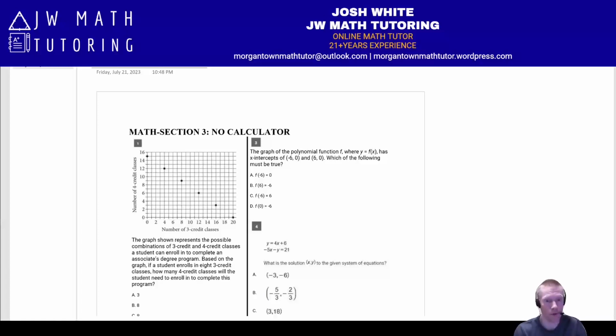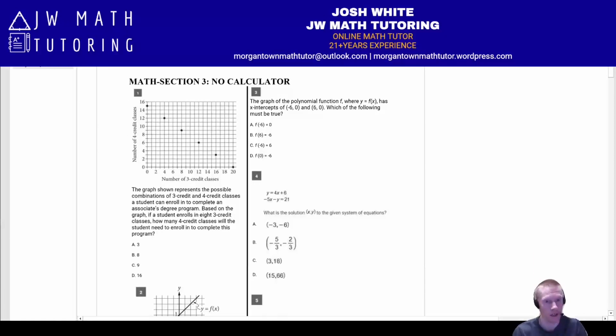Starting off with problem number 1. Here we have a graph with some points on it. It basically says, if the student enrolls in 8 3-credit classes, notice that would be the point right here, that corresponds to 8 on the x-axis. How many 4-credit classes will a student need? Well, this point right here, what is its value on the y-axis? That's basically what it's asking for. It's halfway between 10 and 8, so the answer is just letter C, 9.